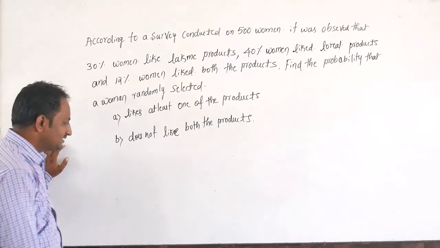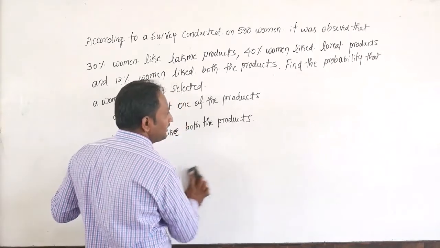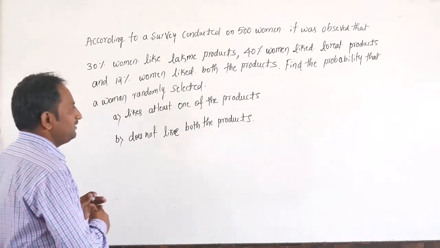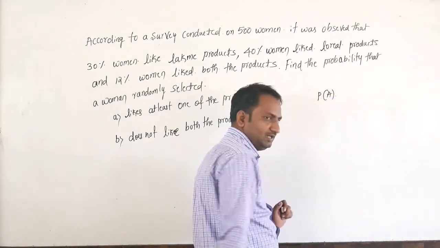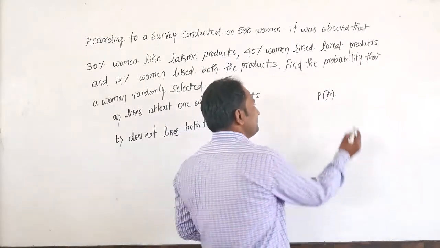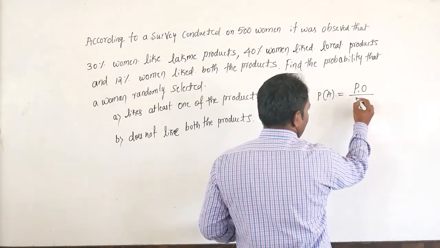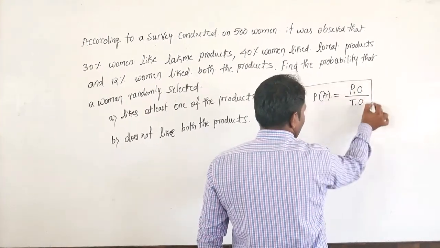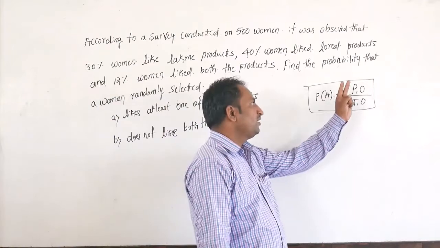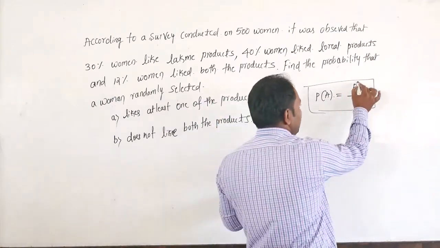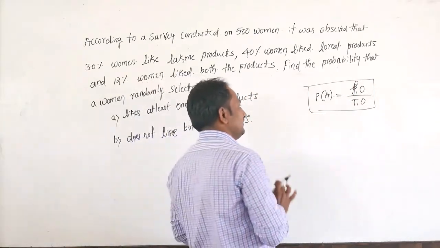In previous classes we discussed the important problem based on the probability of A or B. Probability of an event A is favorable outcomes divided by total outcomes. Probability of an event means favorable outcomes to the total outcomes belonging to that given experiment.